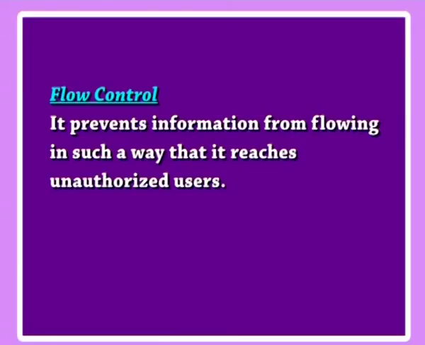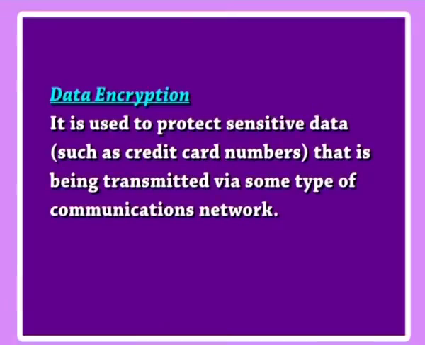Another security issue is that of flow control, which prevents information from flowing in such a way that it reaches unauthorized users. A final security issue is data encryption, which is used to protect sensitive data such as credit card numbers that are being transmitted via some type of communications network.